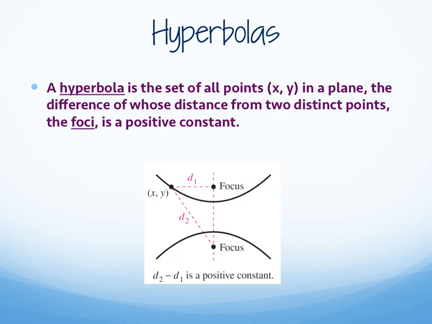So that's a hyperbola. A hyperbola is the set of all points x, y in a plane, the difference of whose distance from two distinct points, the foci, is a positive constant. So it's like two parabolas turned away from each other. They still have vertices, and they still have a focus on each of those, they're called branches, on each of those sides. And then what we'll learn is they also have co-vertices, almost like an ellipse, and they have asymptotes, which tells you how wide or how narrow to make those hyperbolas.